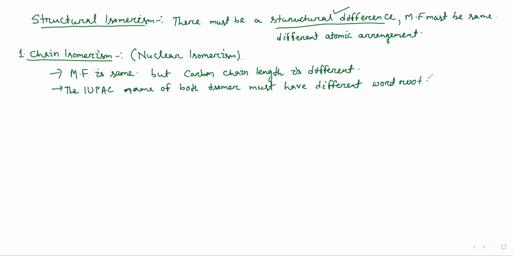Okay, so different word roots. Clear? So to know this one, let us take an example of this. Molecular formula given is C4H10. Okay, so you can write 4 carbon atoms in a linear fashion.